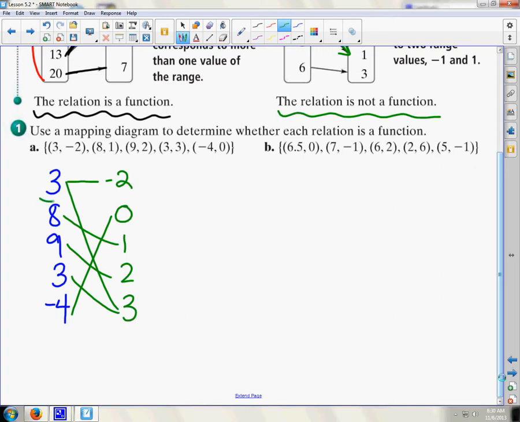So if you look, you have two numbers that are the exact same in your domain. So this is not a function.